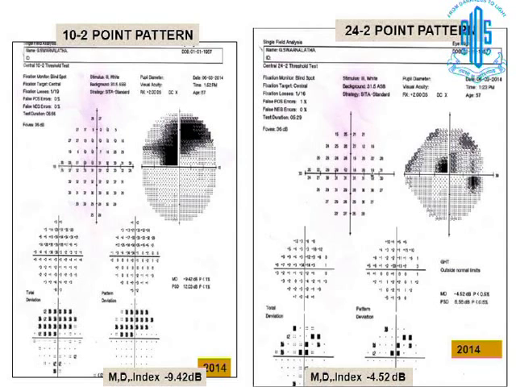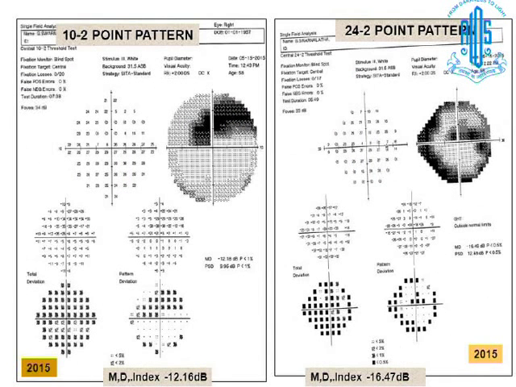It came from -8 to -9. It is progressing, and 24-2 is almost normal, still more progressed. It is progressing. That means I have to keep the pressure still lower, and I have to do trabeculectomy if needed to keep the pressures very low.